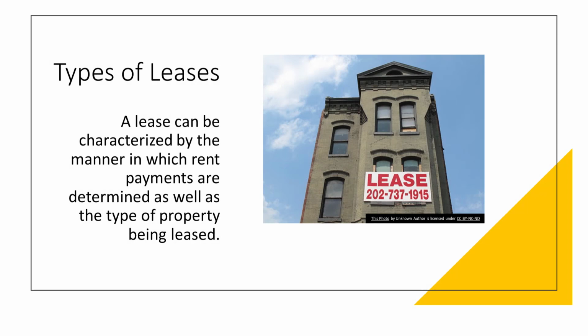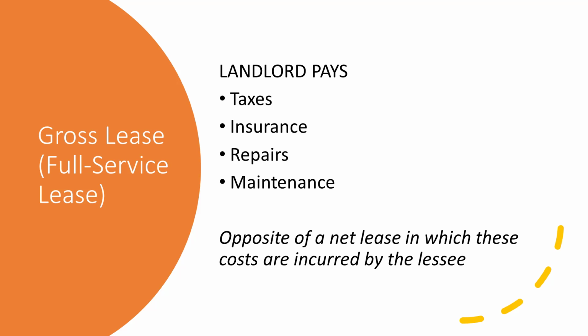A lease can be characterized by the manner in which rent payments are determined, as well as the type of property being leased. Gross lease. A gross lease, or full-service lease, requires the landlord to pay the property's operating expenses, including taxes, insurance, repairs, maintenance, and maybe some utilities, while the tenant pays only rent.